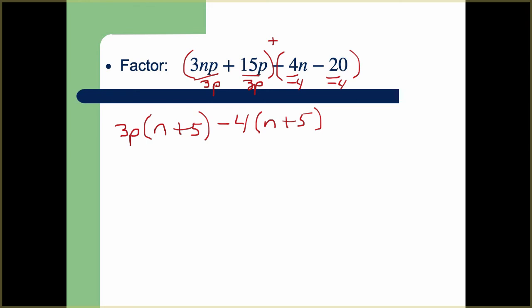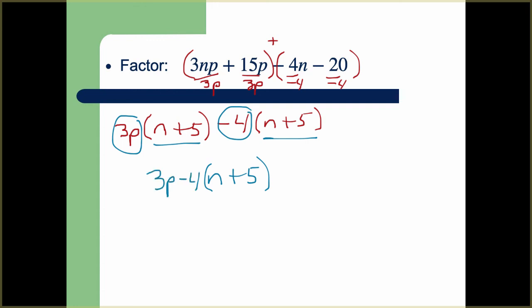We now have parentheses that match. We want to make sure of that. And since they do, they're one of our factor groups. Then we're going to take in the other pieces, become our second factor group. 3p minus 4. And that is my factored form. 3p minus 4 times n plus 5.